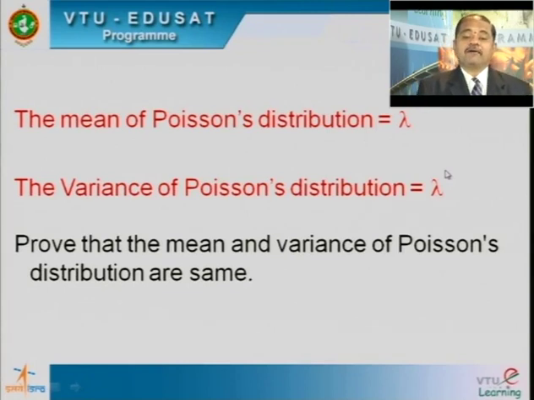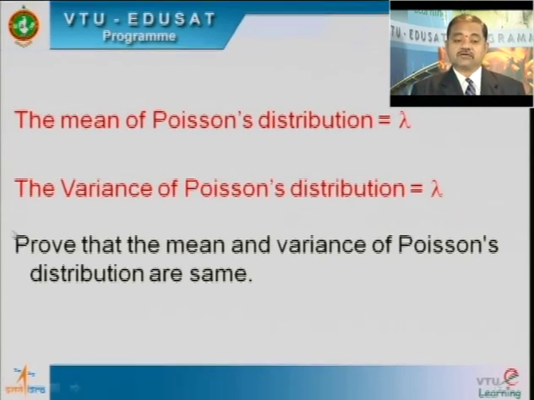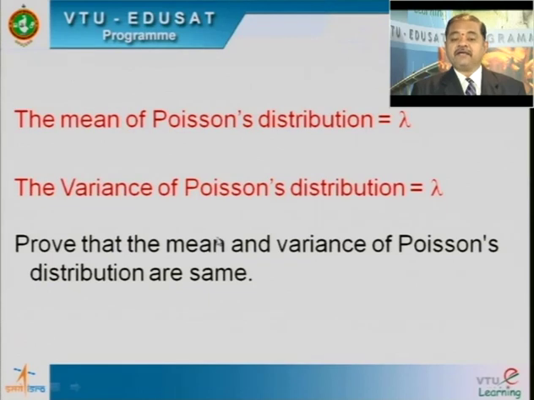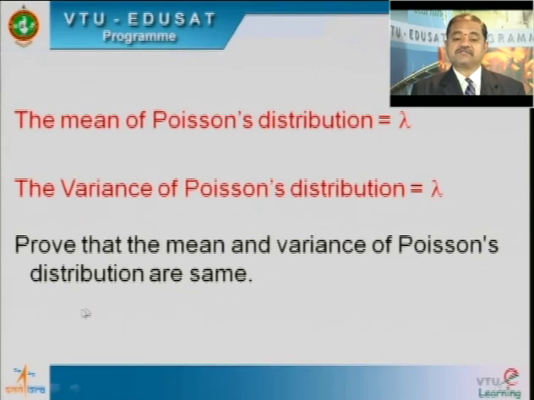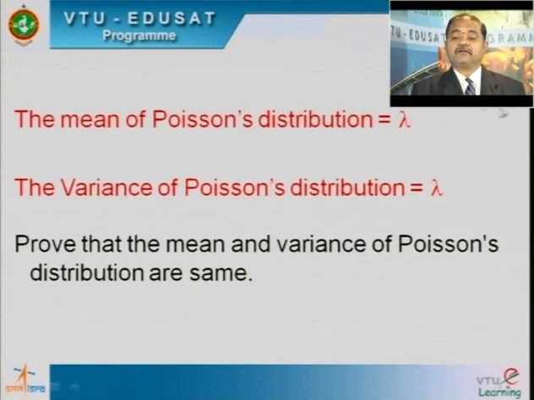Just to confuse you people, because you people are good at memorizing, correct? If you memorize questions like find the mean and variance of Poisson distribution, you should not feel that a different question has been asked. They can ask the same question in this way too: prove that the mean and variance of Poisson's distribution are the same. The value is the same for both, lambda. So it is an important derivation in the examination.